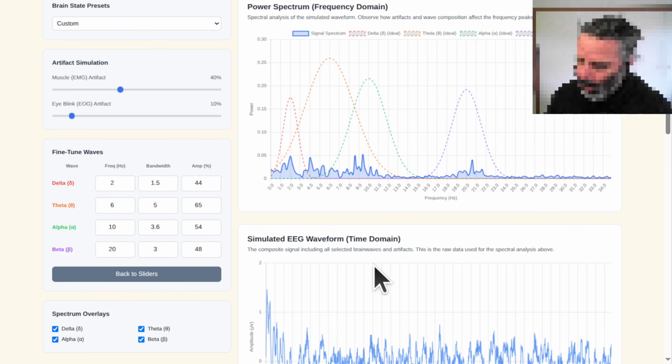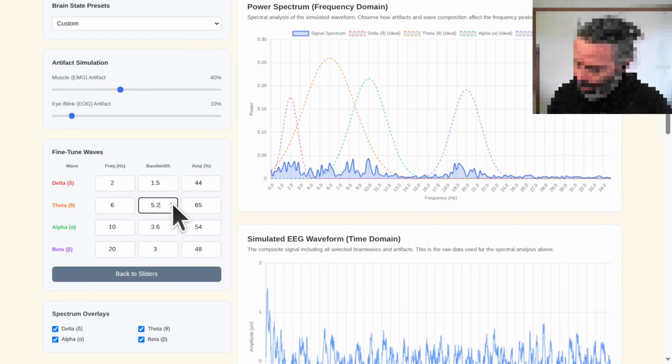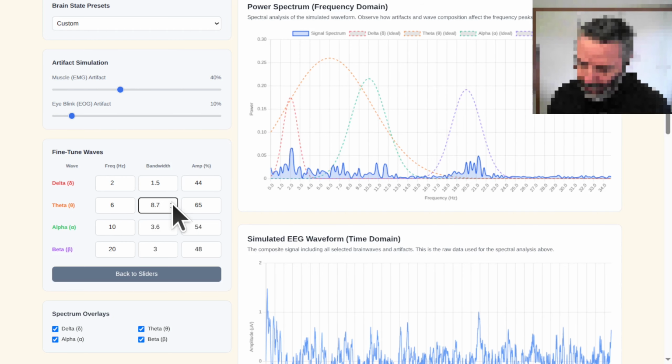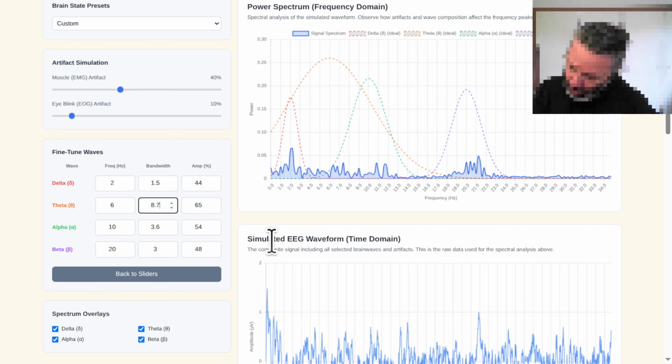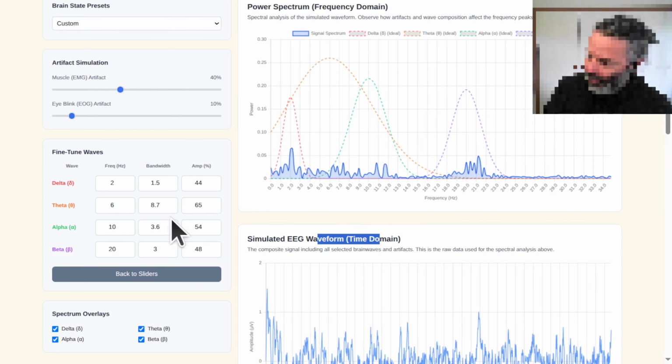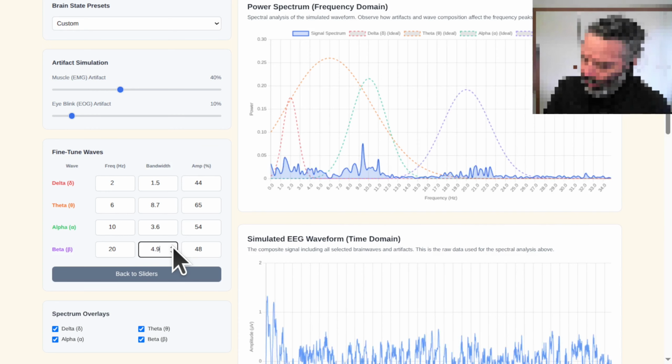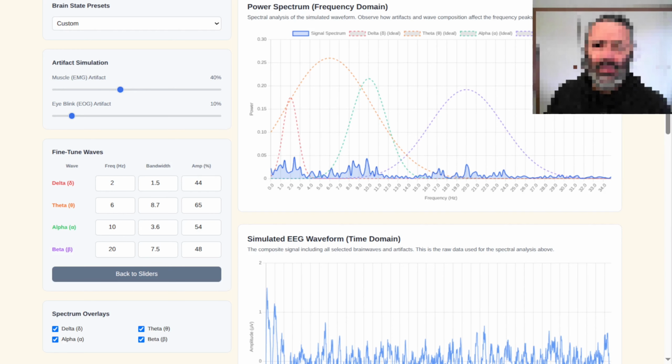Okay, so one question is why it's hard to visualize EEG data, time series data in the time domain graph. Also, it's not quite obvious when we change, for example, the bandwidth of the theta wave. The change on the simulated EEG waveform in the time domain is not obvious. Can you explain that? Let's pop it into the next chat because it's a big topic. Just continue listening to this one.